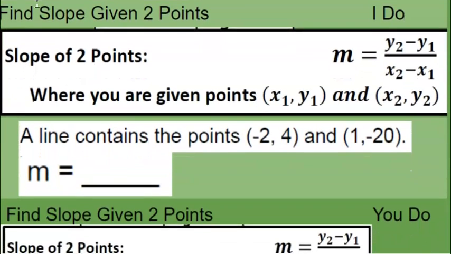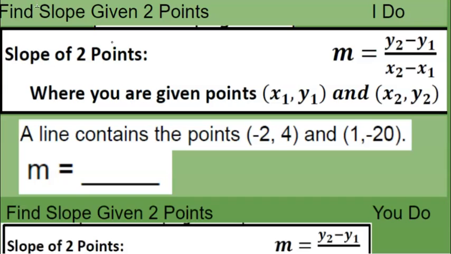Okay, I'll do this slide right here. Find the slope given 2 points. You'll use this formula right here, change of y over the change of x. So a line that contains the points (-2, 4) and (1, -20). We're going to label these x1, y1, x2, y2. So let's plug them into the formula.